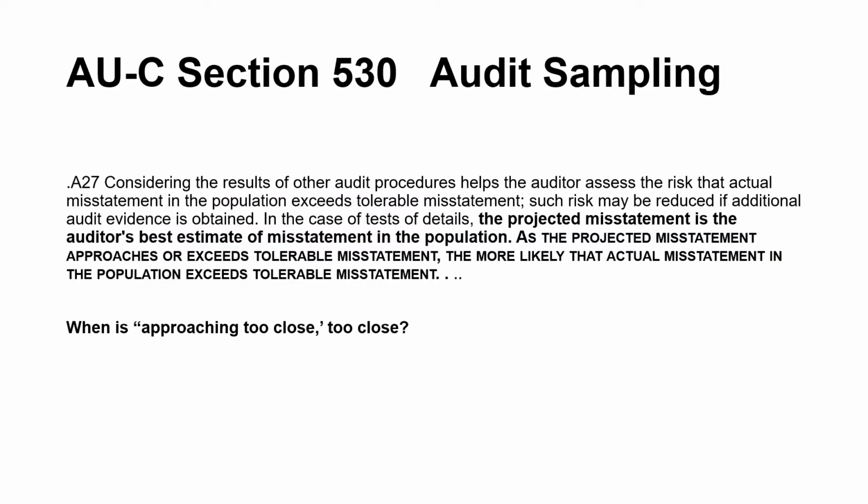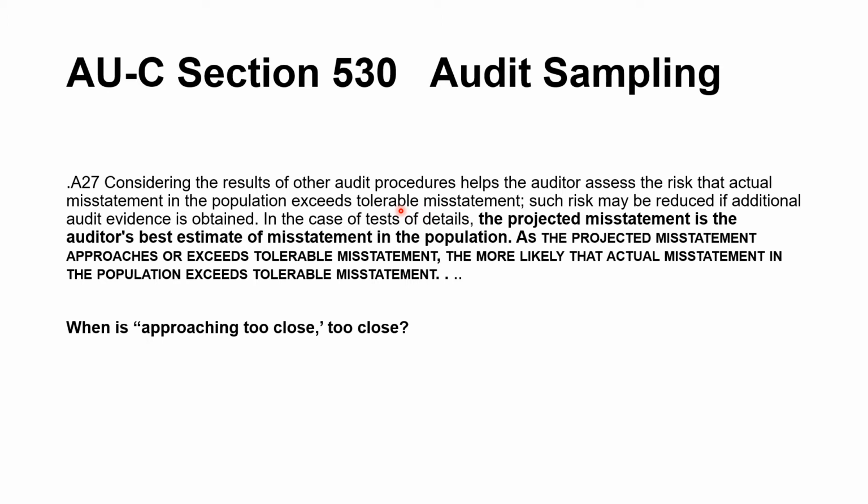Okay. Auditing standard 530. The projected misstatement is the auditor's best estimate of the misstatement in the population. As the projected misstatement approaches or exceeds tolerable misstatement, the more likely that the actual misstatement in the population exceeds tolerable misstatement. Okay, think about what that means.